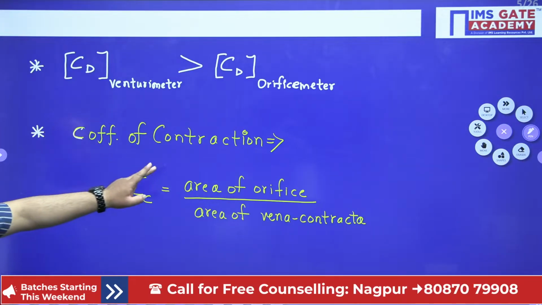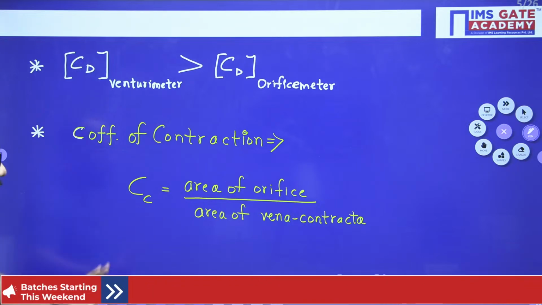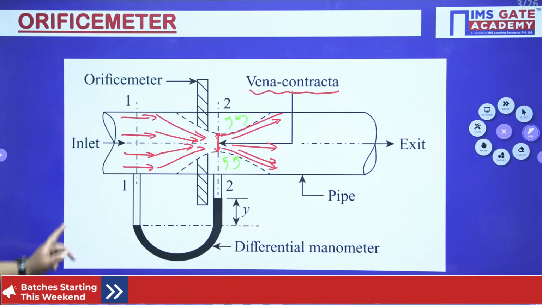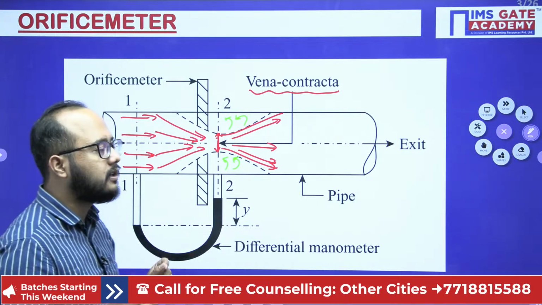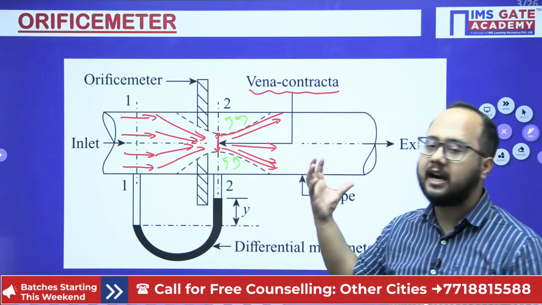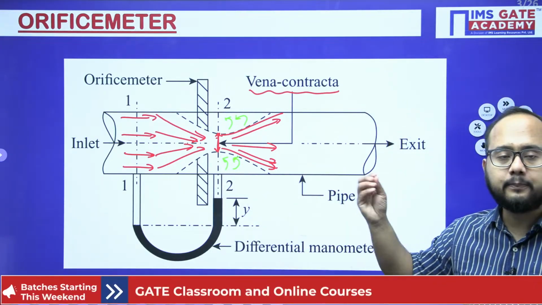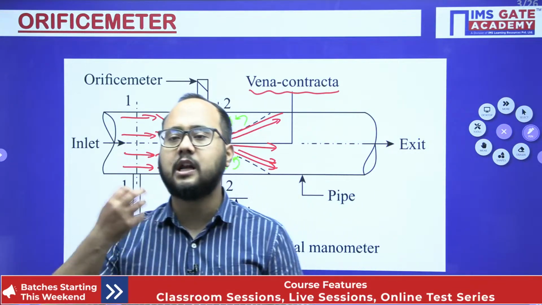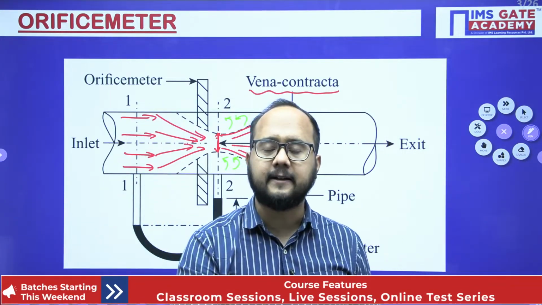Okay, coefficient of contraction, this is important to remember: area of vena contracta divided by area of orifice, and this is the plate. The basic point you need to understand is that the losses are more. Why? Because there is no diverging part provided. In this case you will see more flow separation, more circulation, and more eddy formation.